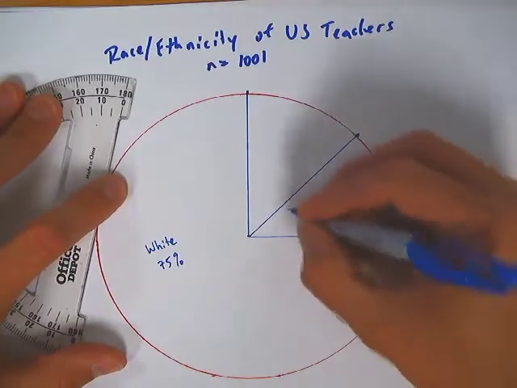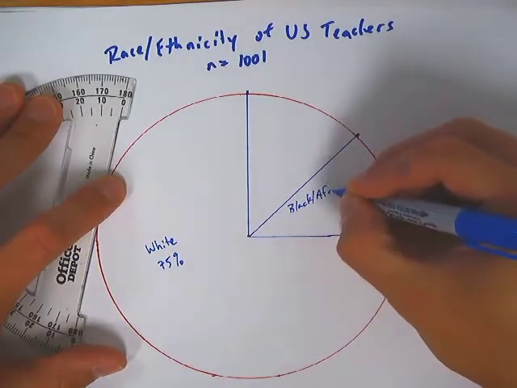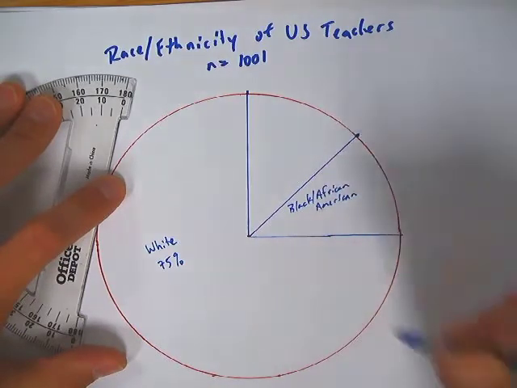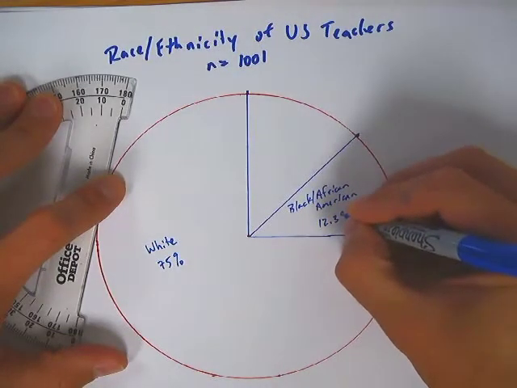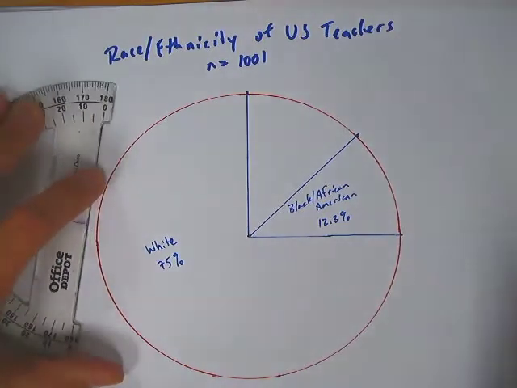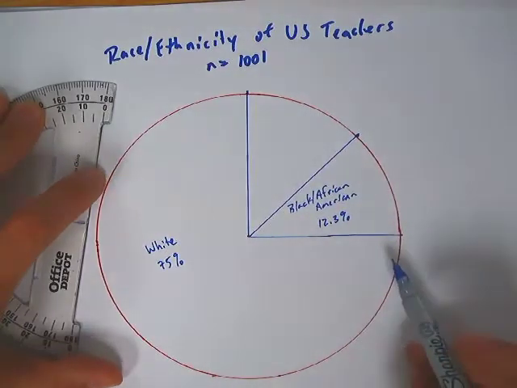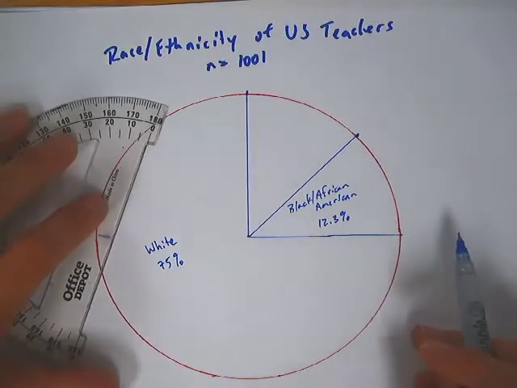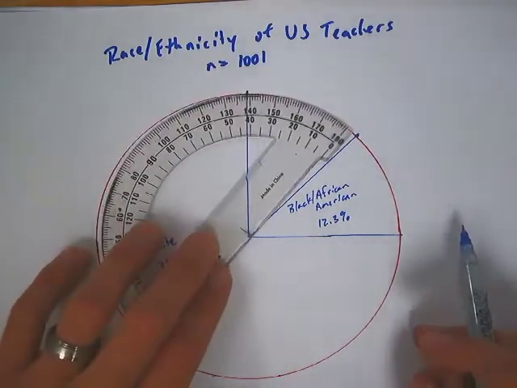This line represents the black/African American category, and I'm going to mark down the percentage, which was 12.3%. Then I just need to draw one more line, because that's going to split this piece up into the 2 other categories. I'm going to make my Hispanic category next, which represents 7.4% of the data, which is about 27 degrees.